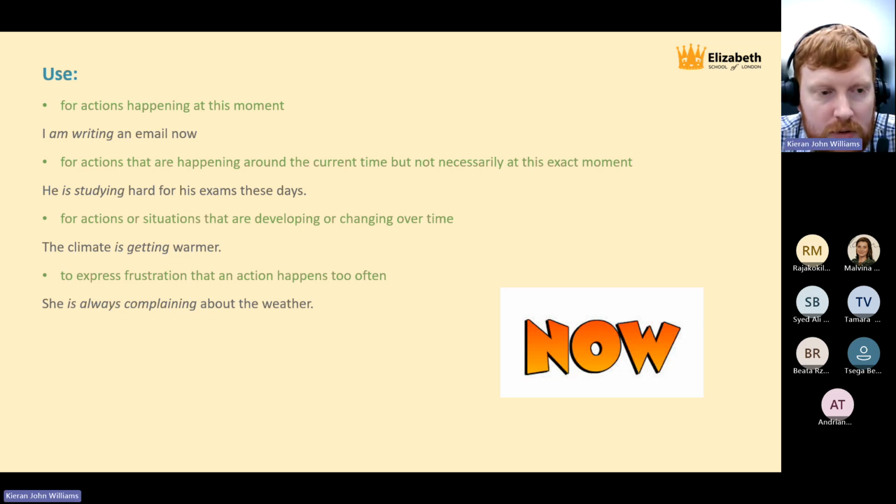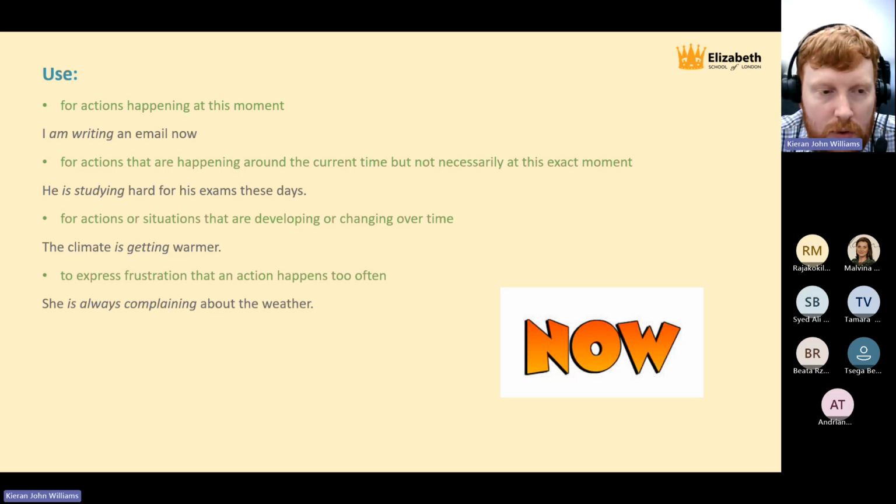Okay, now it can also be for actions that are generally happening around now, but maybe not at this second. So it mentions he is studying hard for his exams these days. Maybe at this second he isn't studying, but today, yesterday, tomorrow, he's working hard.